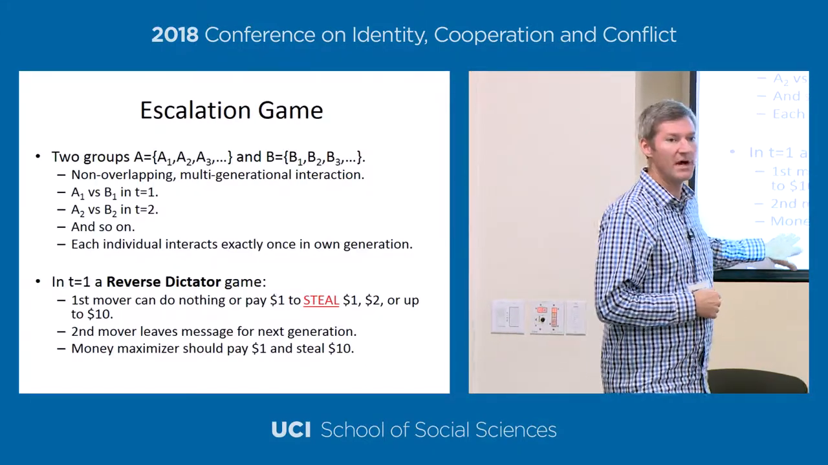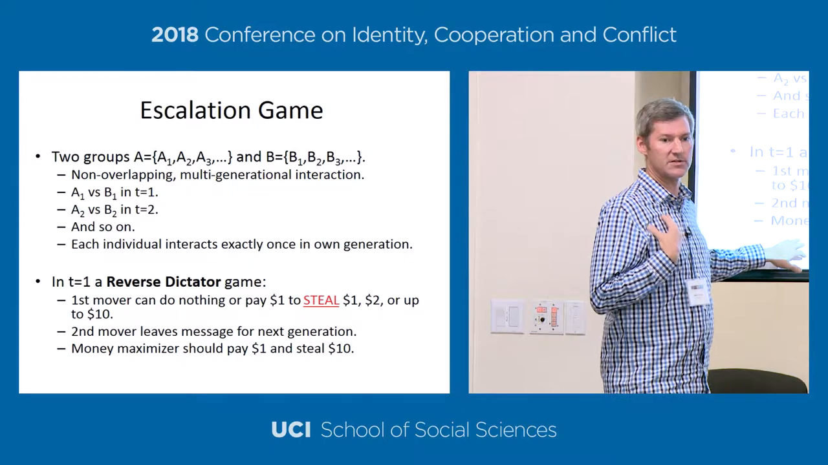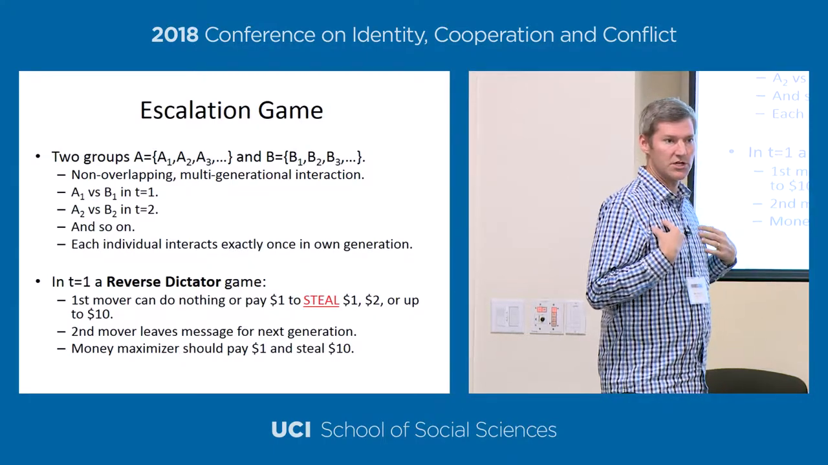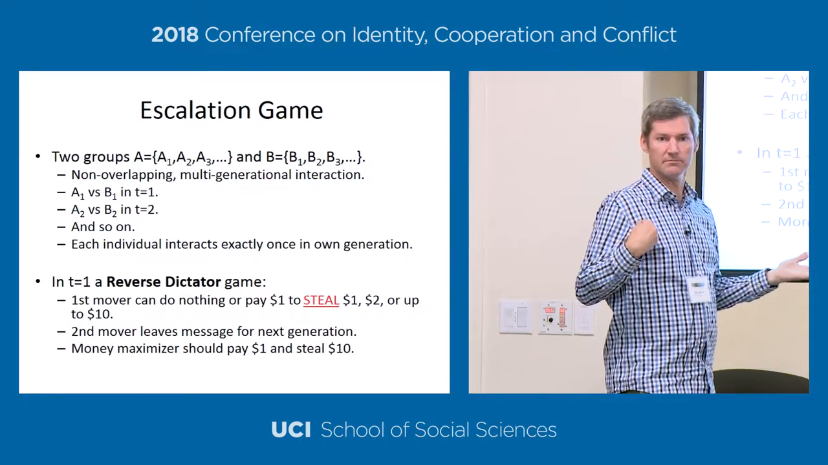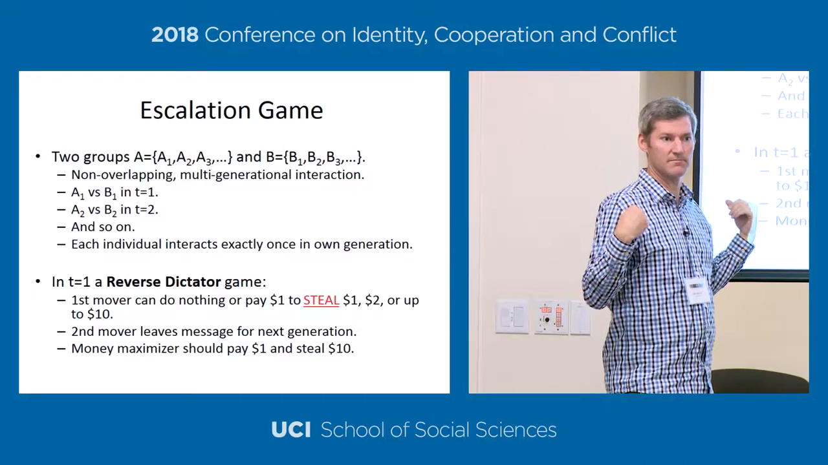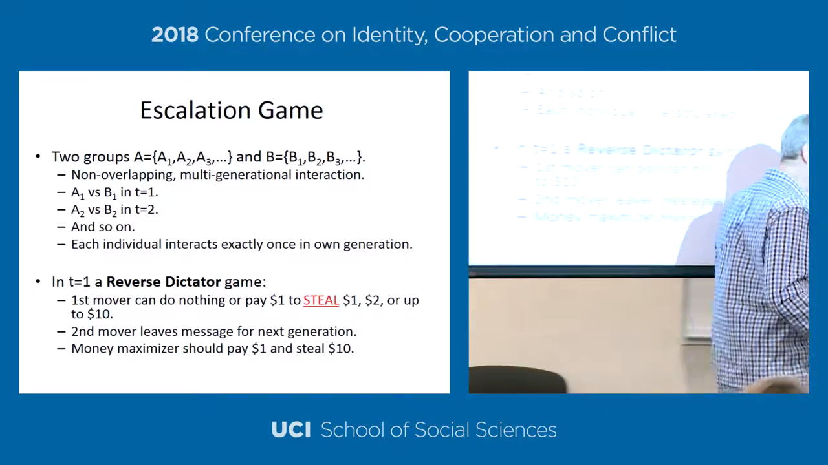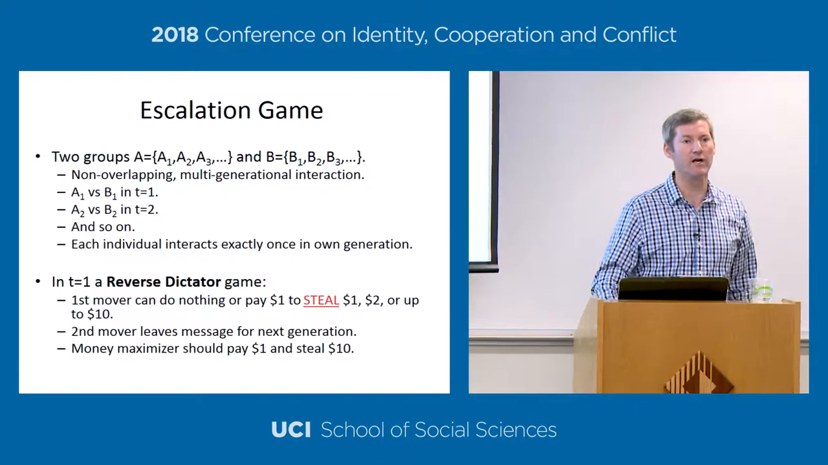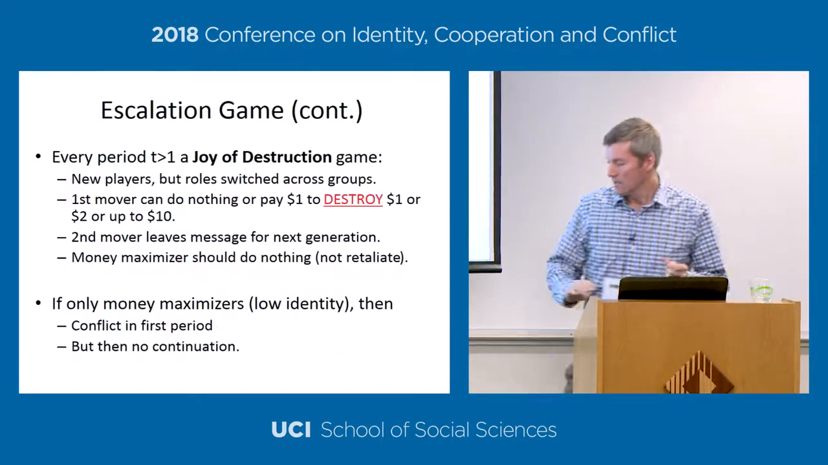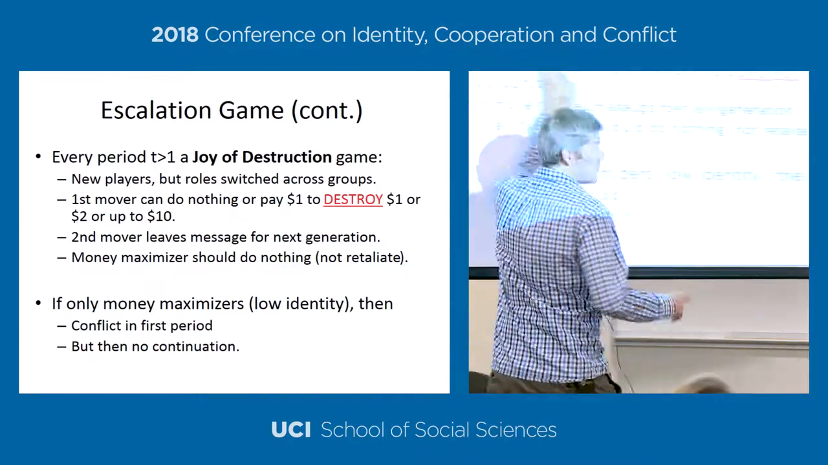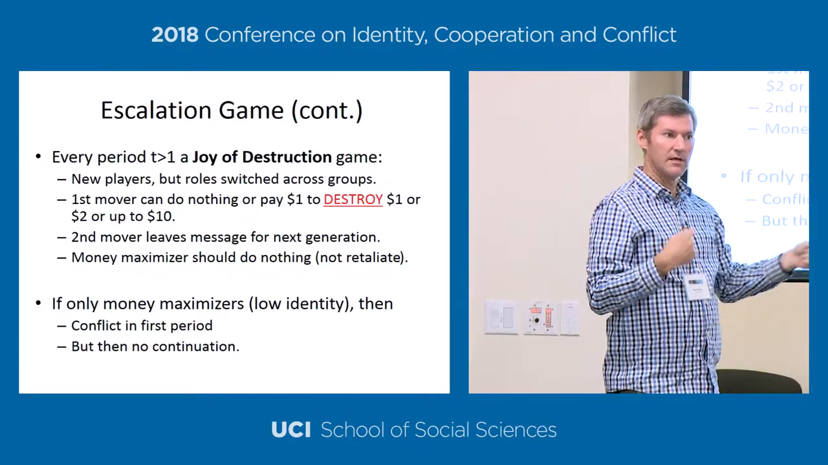If the first mover is a money maximizer and cares only about herself, then she should pay $1 and steal 10. And then she's gone. Okay? So that's it in the first generation. In all subsequent generations, however, things change slightly. So the roles are going to reverse.